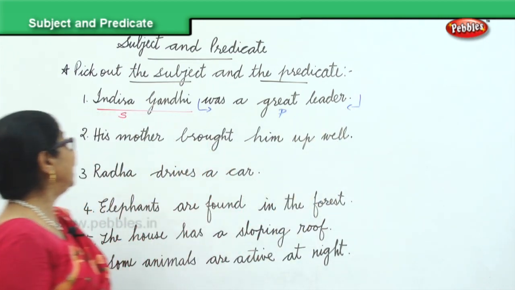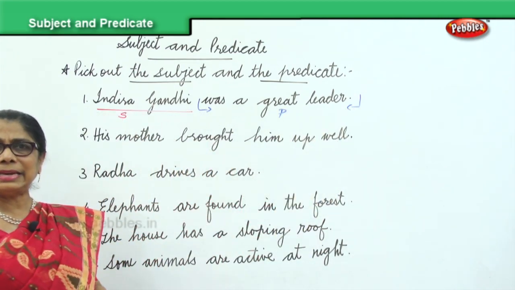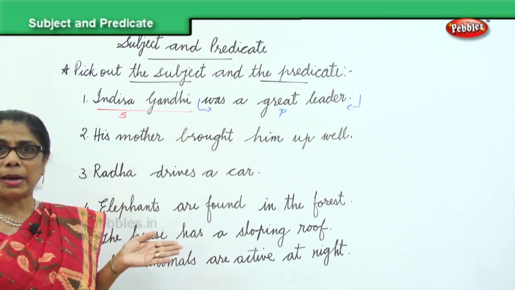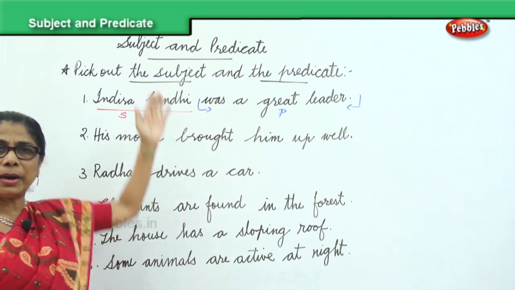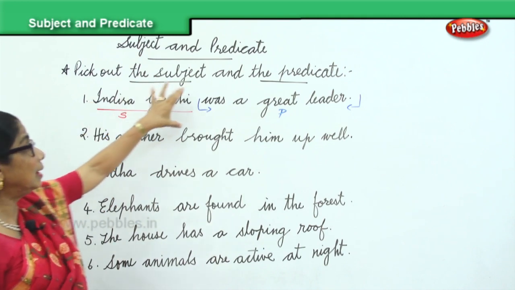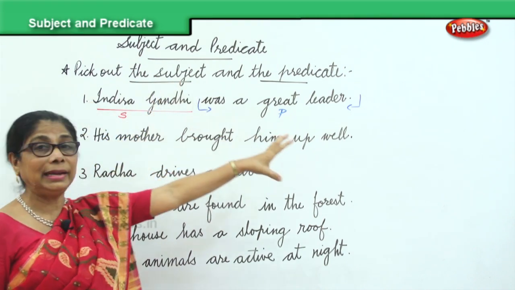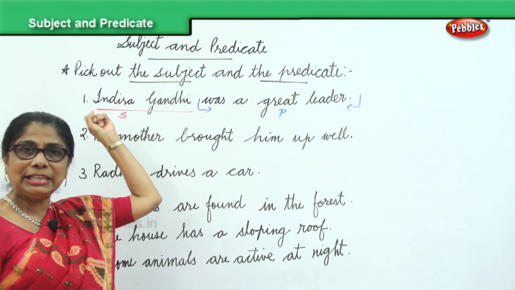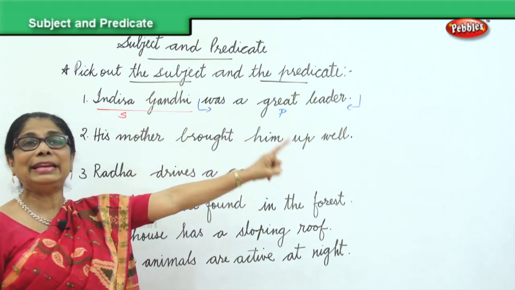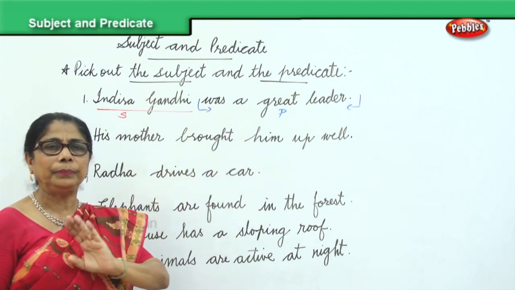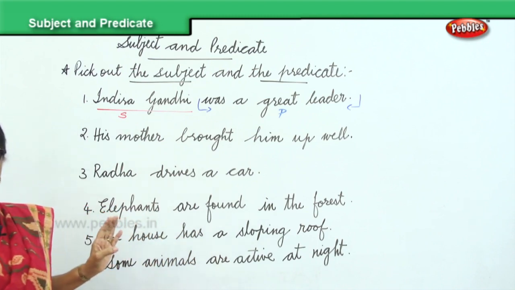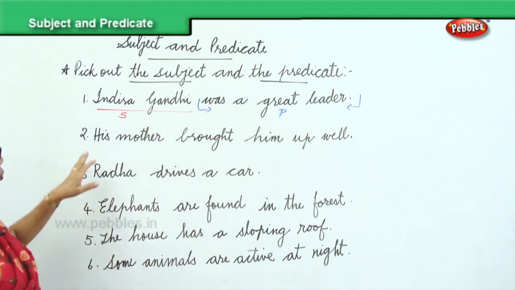P for predicate, S for subject. Now, the sentence is complete. It has two parts. A sentence has two parts, the subject and the predicate. Indira Gandhi is the subject, was a great leader the predicate. It begins with a capital letter. It ends with a full stop. Always remember, any sentence begins with a capital letter, ends with a full stop.